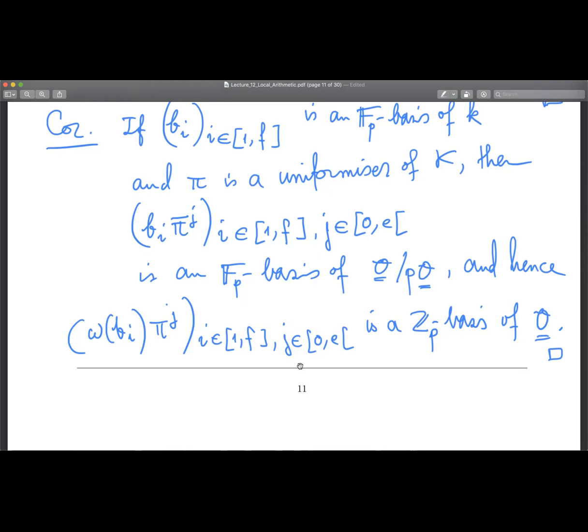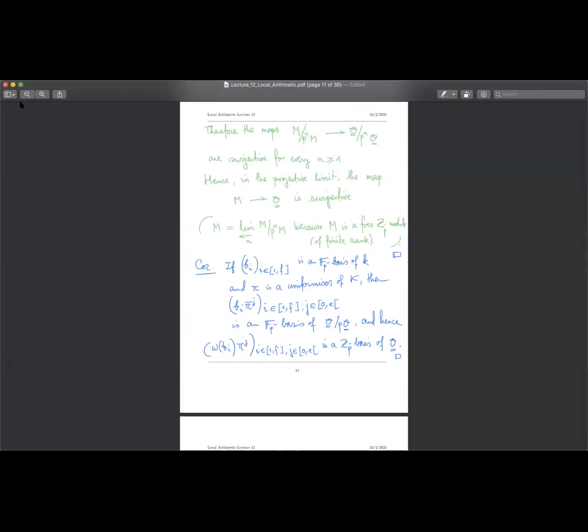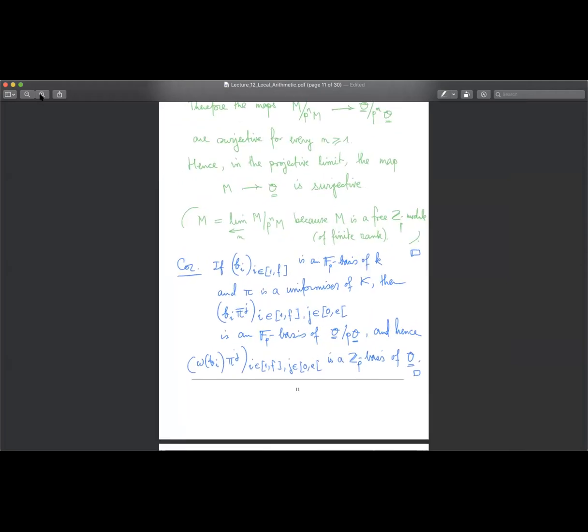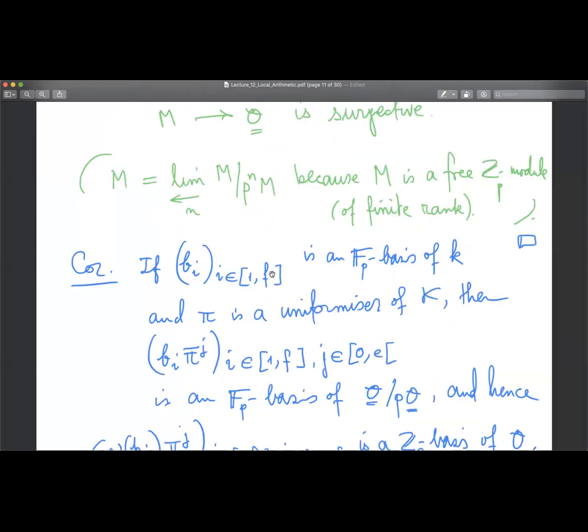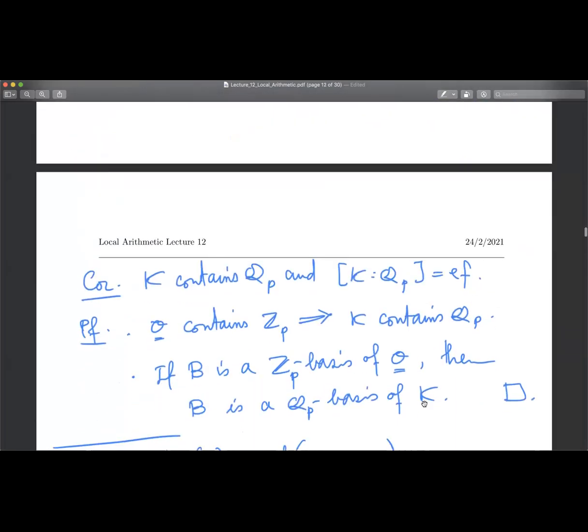That is a basis of little k. So these elements, e times f elements, f here and 0 to e minus 1, that's e elements. So this is a sort of matrix having e times f elements, and these ef elements form a Z_p basis of O. Okay.